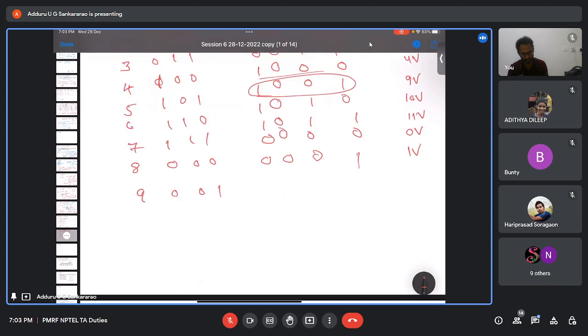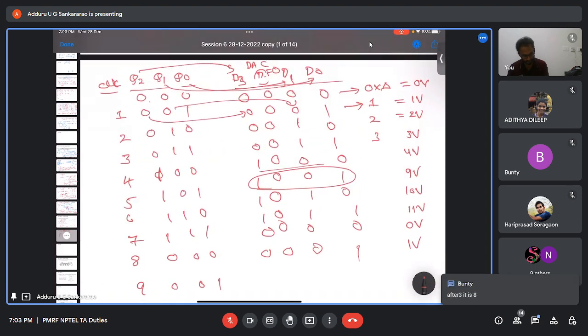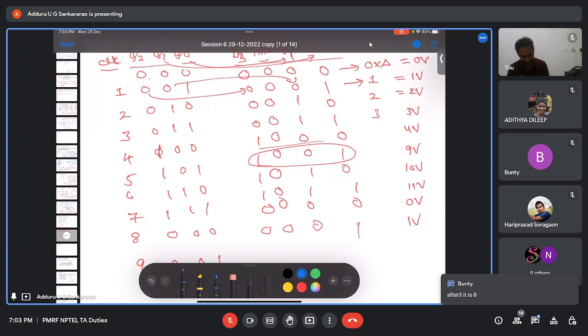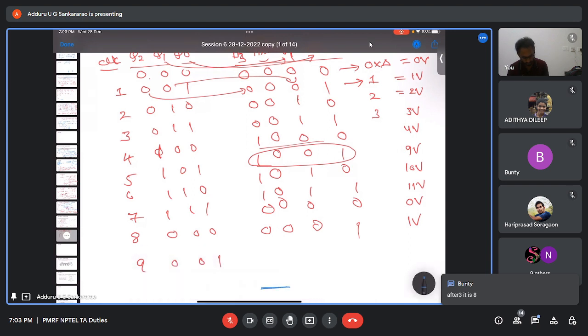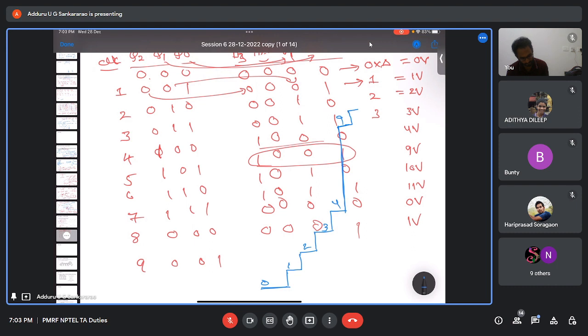How does the DAC output voltage change? If I draw this, how it will come, starting with 0 volts. Step size 1 by 1 I am increasing. First it will become 1, then second clock pulse it will become 2, third clock pulse it will become 3, fourth clock pulse it will become 4, fifth clock pulse it will suddenly become 9, okay. Sixth clock pulse it will become 10. So here from 4 to 9, 5 volts increase.